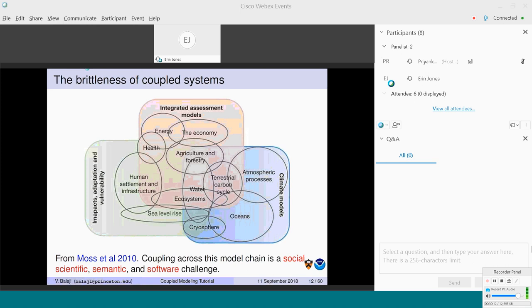And then there's a semantic challenge because the language is not the same. So when somebody says temperature, they mean one thing. Some other group means something else. Some people think temperature is a daily min or max. Some people think it's instantaneous, that sort of thing. And then, of course, there are a lot of software systems that have to work together. So this whole system is quite brittle. So I'm going to focus for most of my talk on this one because that's what I do.